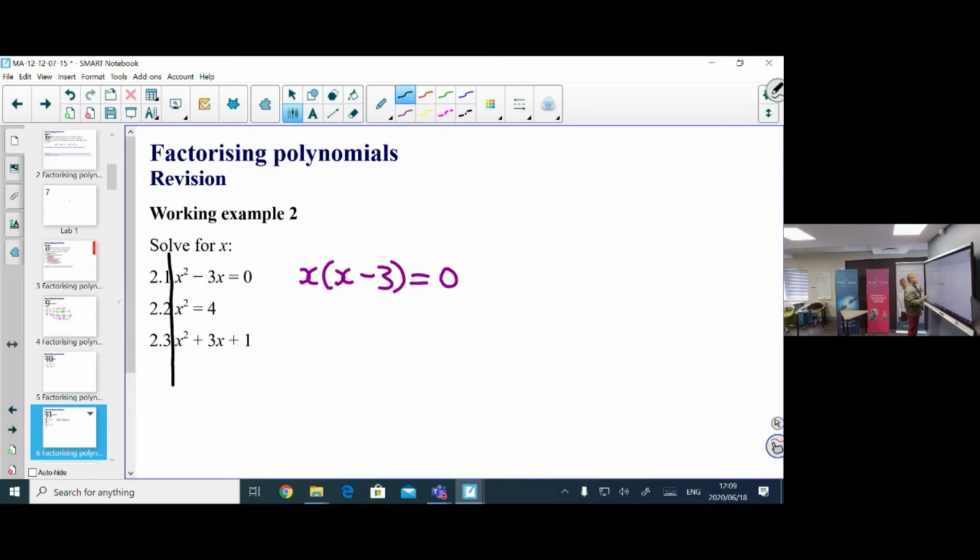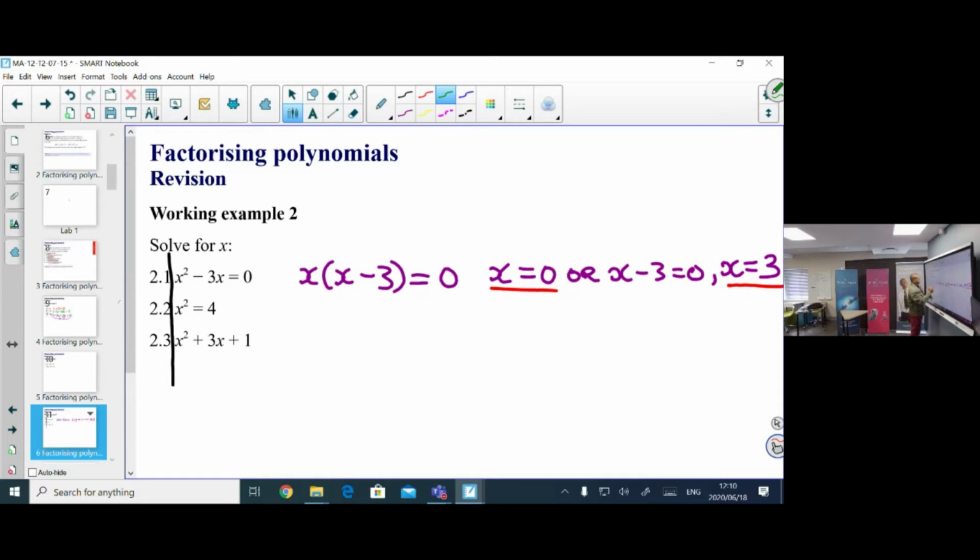To get that solution, we now say x is equals to 0 or x minus 3 equals to 0, which gives us x equals to 3. So this and that are our solutions from factorizing.